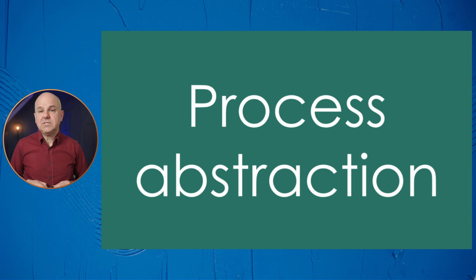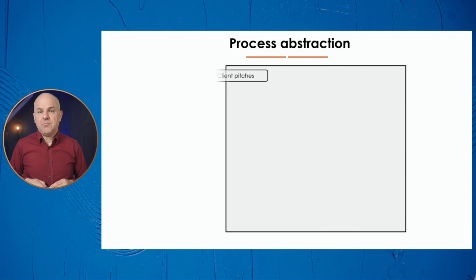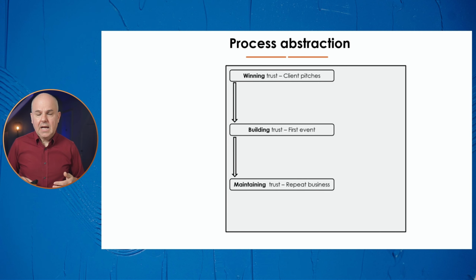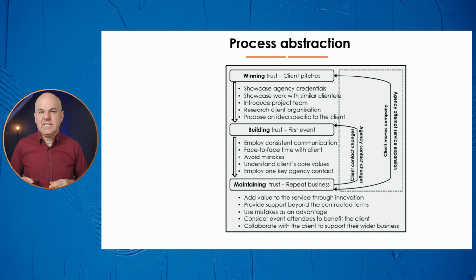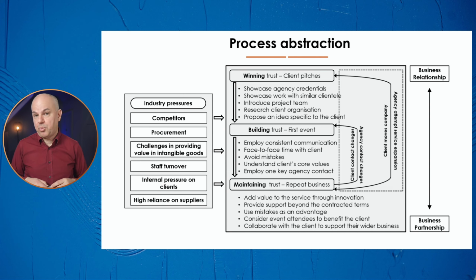And we can also use abstract thinking for process abstractions. So we've got an example here of a 3-stage process. This is about how to gain and maintain trust in client-vendor relationships. And there are 3 stages: winning trust, building trust, and maintaining trust. And then you've got the characteristics of each, what happens at each level, and then there are feedback mechanisms and some broader influences such as industry pressures.